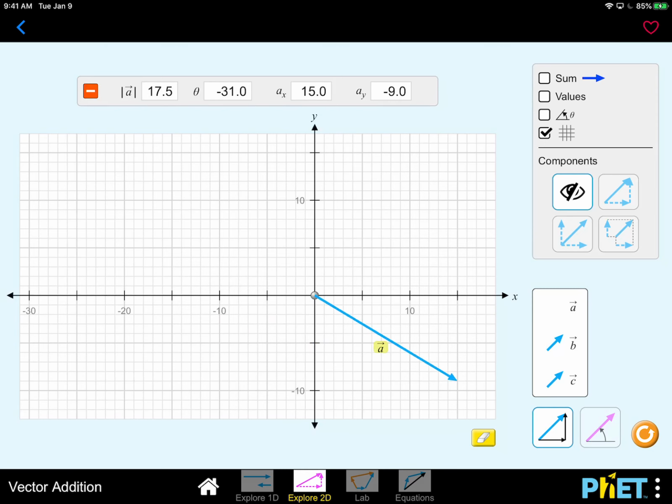And let's say this is your final vector. So to get to the tip of this vector, you have to walk forwards by 15 units. So the x component is 15. And you have to walk down by 10 units. So the y component is minus 10.